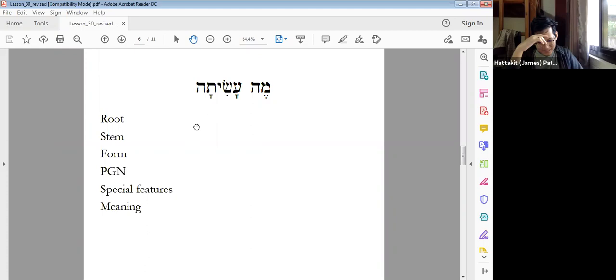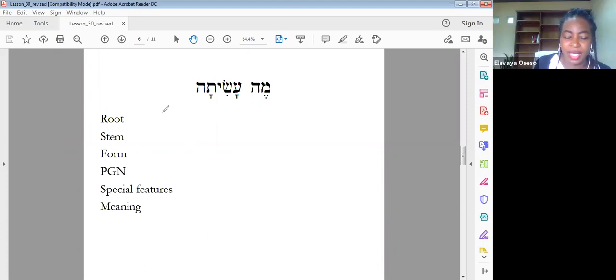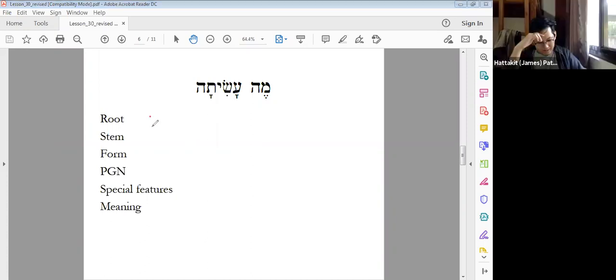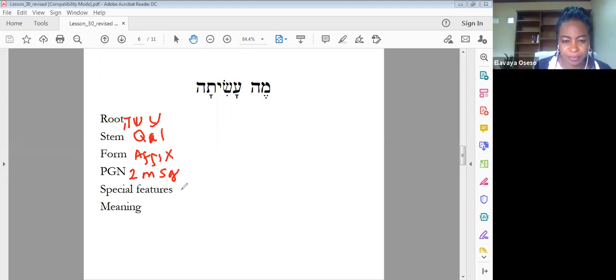I think the root is asa. Asa, wait, just give me 1 minute. Okay. Asa is third here. And then the stem is cow. Form is affix. And then PGN is 2MSG. Special feature: no special feature.